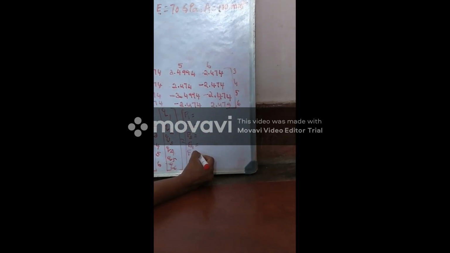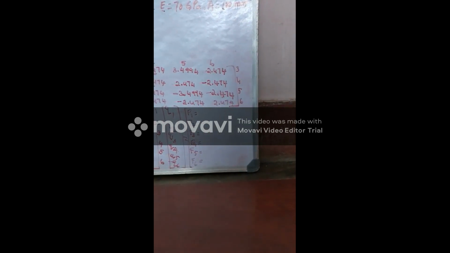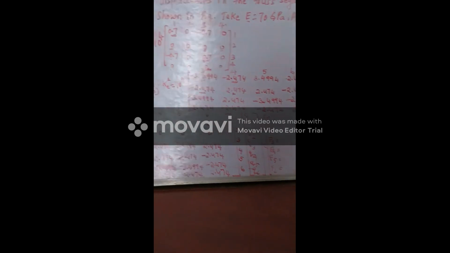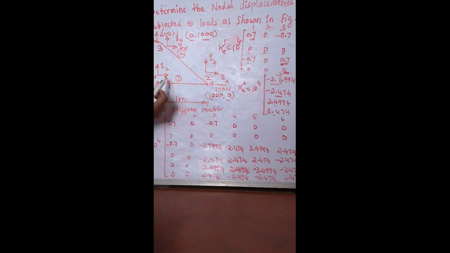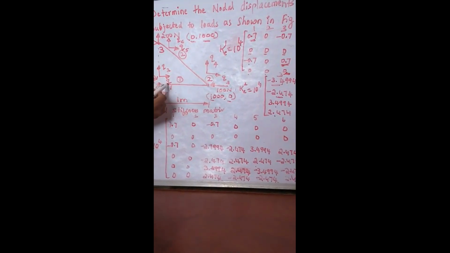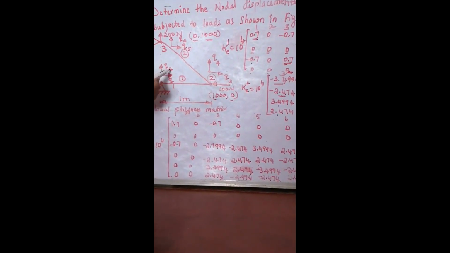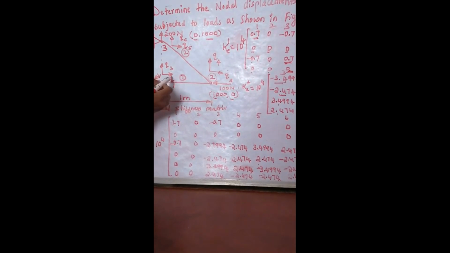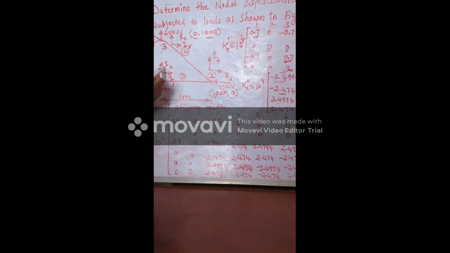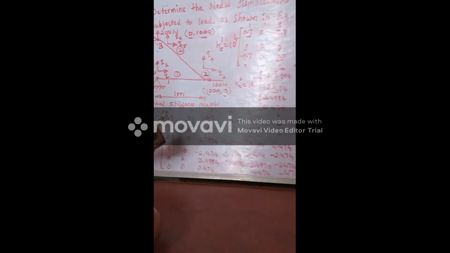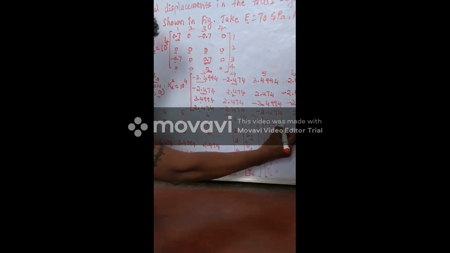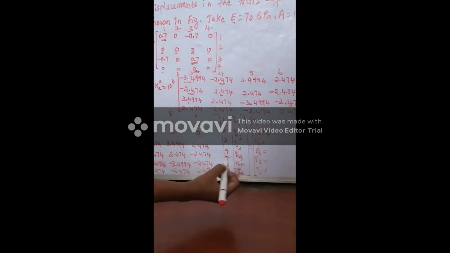So each node will have 2 degrees of freedom. If we observe node 1, there are no forces acting on this. So x displacement is q1, y displacement is q2. Similarly, F1 will be the force acting in the x direction and F2 will be the force acting in the y direction. Since this node is totally fixed, there is no load acting on node 1, so its values can be taken as 0 and 0.